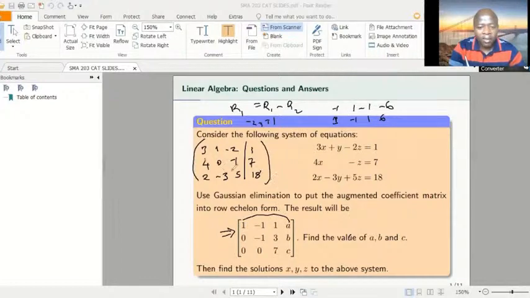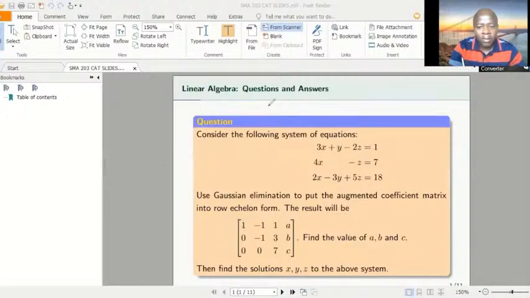And then there is another way: interchange row 1 and row 2. That is the way that I want to use. So let me just go to the solution. Let me now do the question, and I want to use that second option.